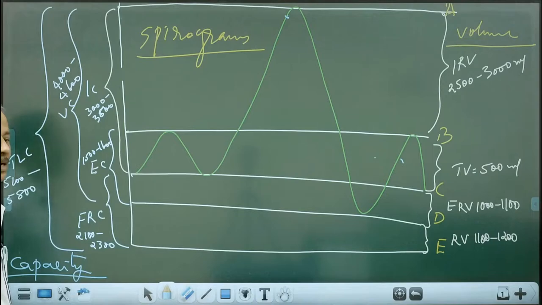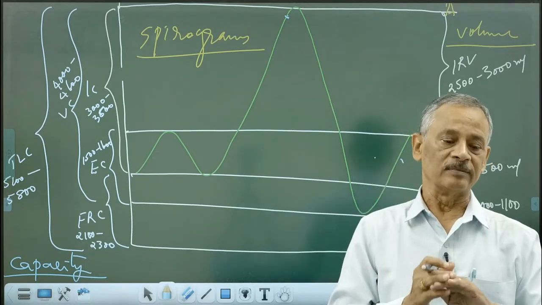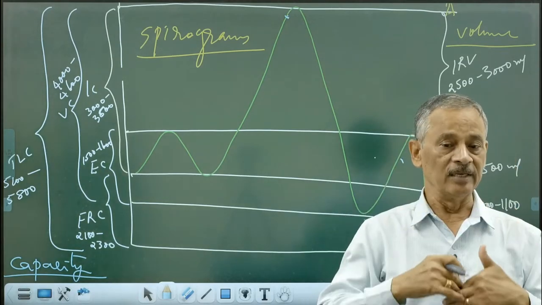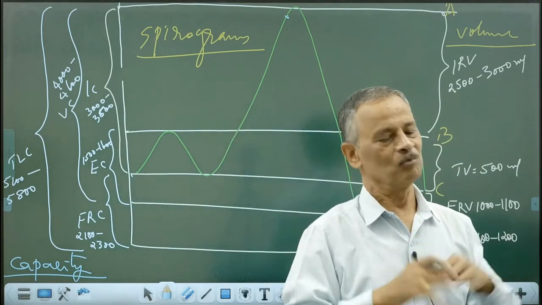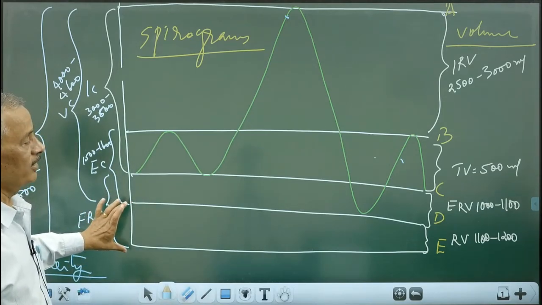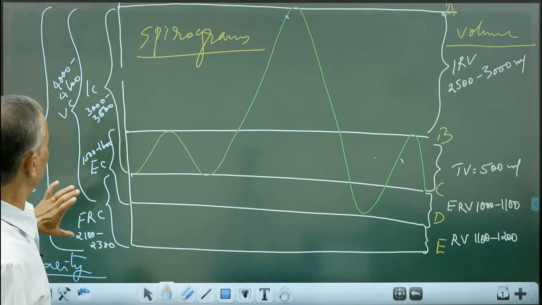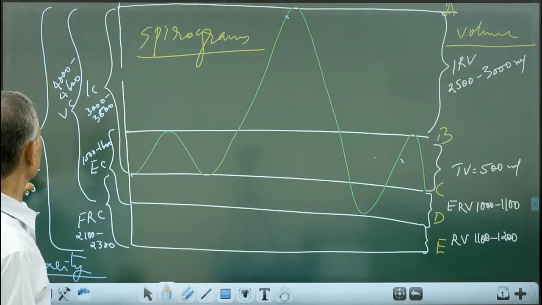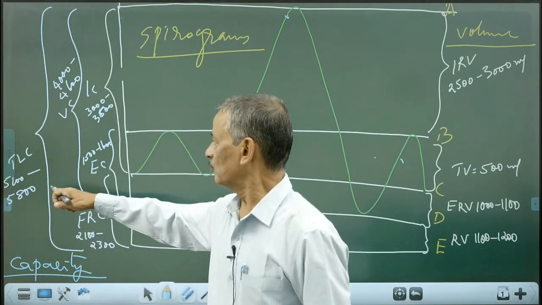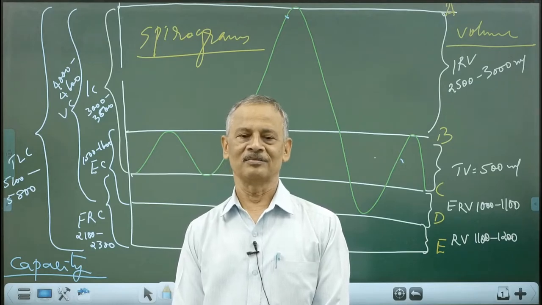This is the volume of air one can send out after a deep breath. It is also the same amount of air one can breathe in after a forceful expiration. Both are the same. And still, there is a small amount of air we have not considered, which is remaining in the lung. So, vital capacity plus that RV together is called total lung capacity. That is almost 6 liters, 5,100 to 5,800 ml. Is that clear?